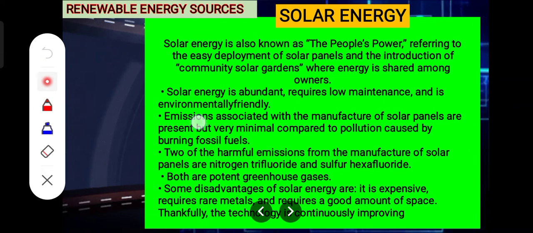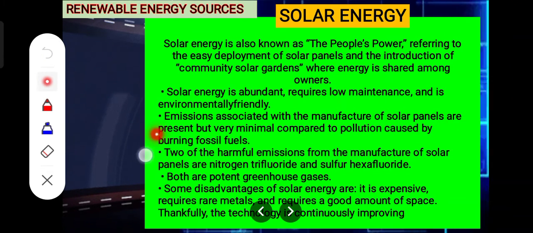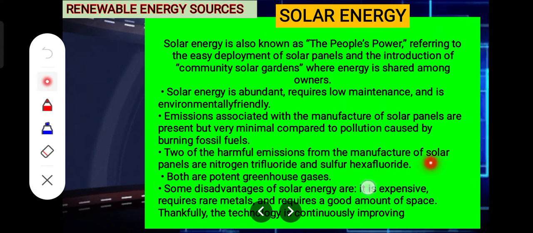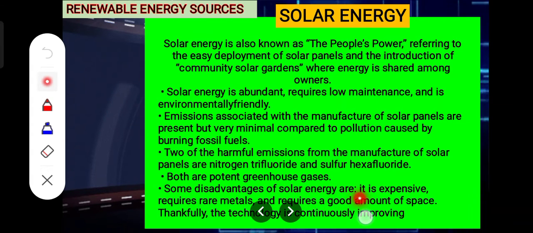Emissions associated with the manufacture of solar panels are present, but minimal compared to pollution caused by burning fuels. Two of the harmful emissions from the manufacture of solar panels are nitrogen trifluoride and sulfur hexafluoride. Both are potent greenhouse gases. So some disadvantages of solar energy are that it is expensive, requires rare metals, and requires a good amount of space. Thankfully, the technology is continuously improving.